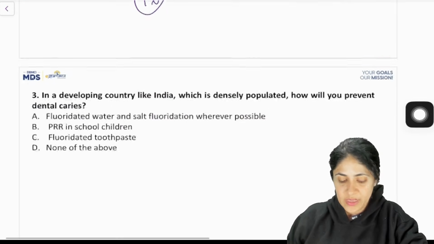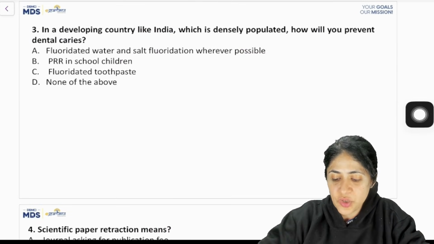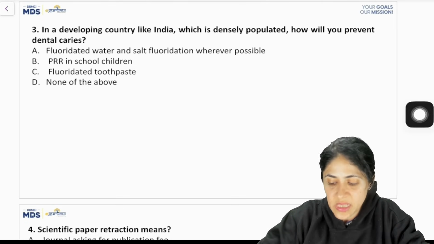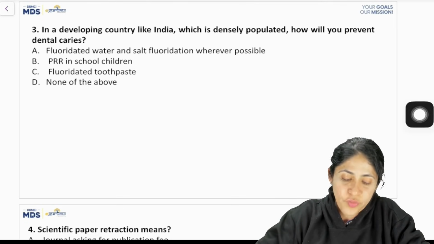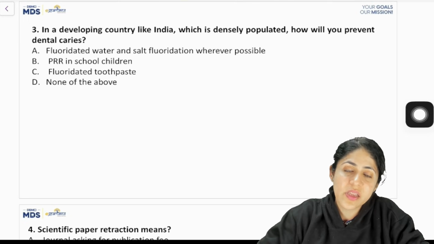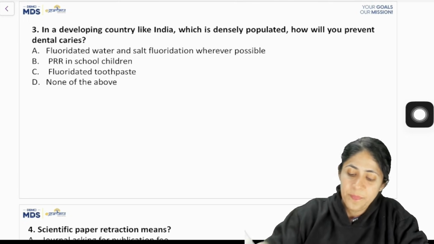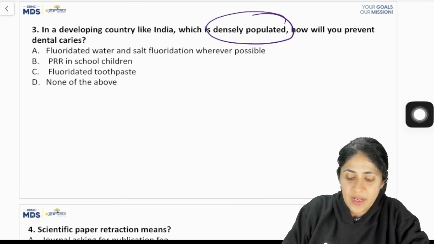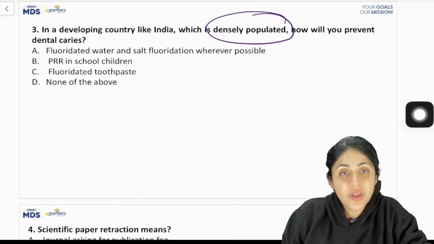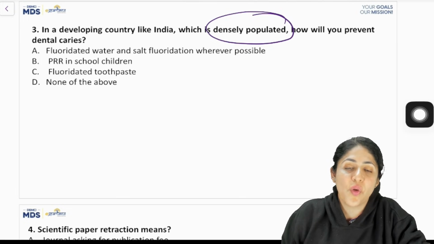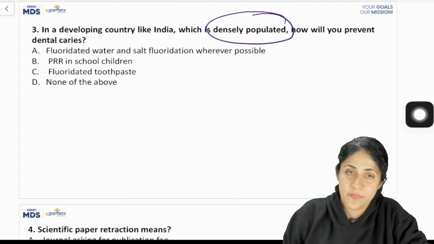The next question is: in a developing country like India, which is densely populated, how will you prevent dental caries? Out of the options that you have, what is the way to prevent dental caries? If the population is very large and it is a developing country, then the way to prevent it is fluoridated water and salt fluoridation wherever possible.